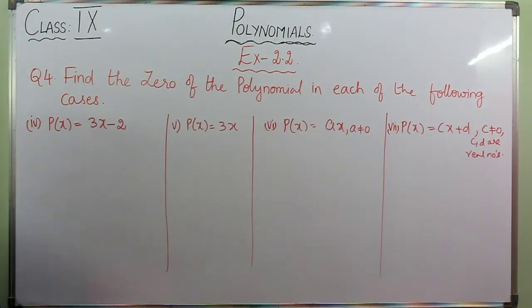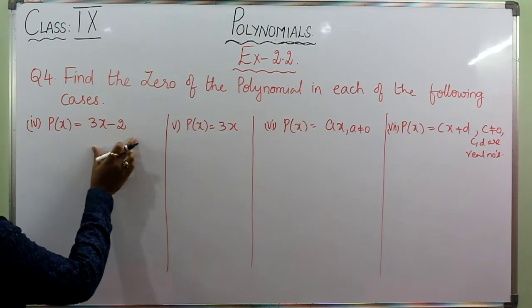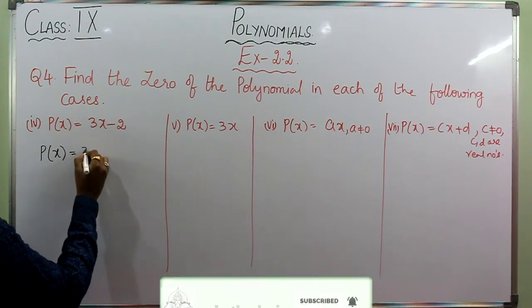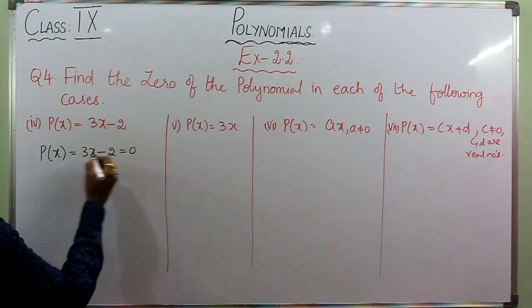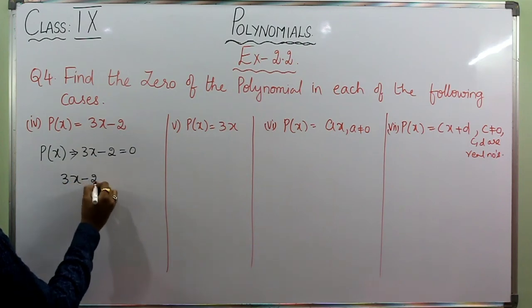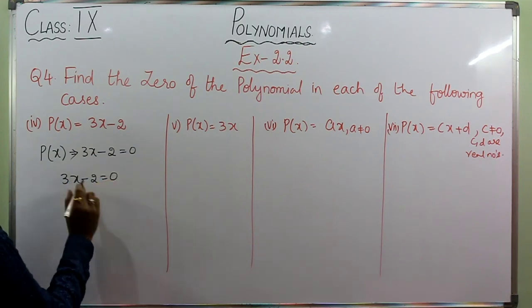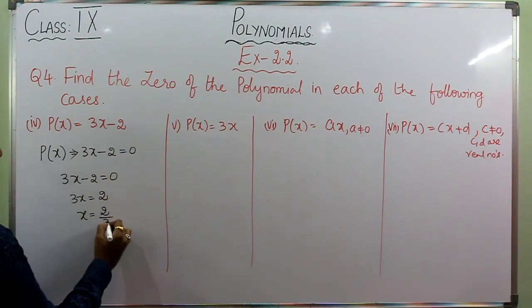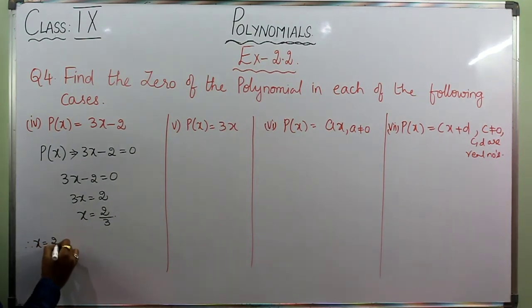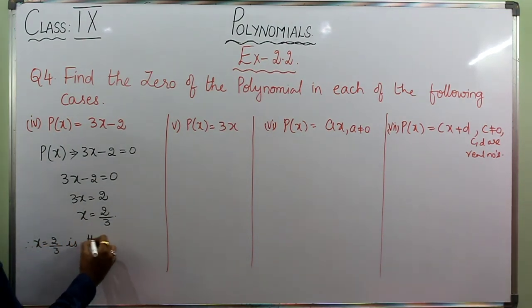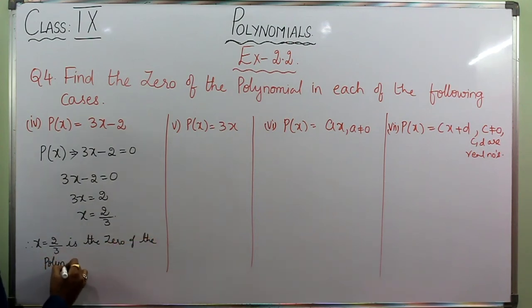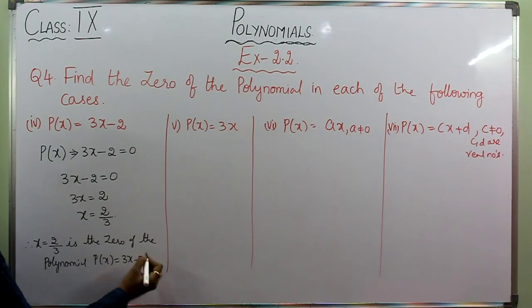The next problem is P of x is equals to 3x minus 2. We have to find the 0 of the polynomial. So P of x is equals to 3x minus 2, equate it to 0. Then it will become 3x minus 2 is equals to 0. 3x is equals to minus 2. If you shift that side, it will become plus 2. From that x is equals to 2 by 3. So therefore x is equals to 2 by 3 is the 0 of the polynomial P of x is equals to 3x minus 2.